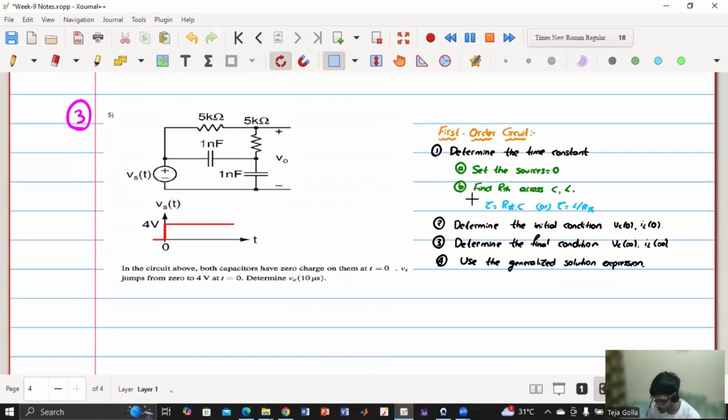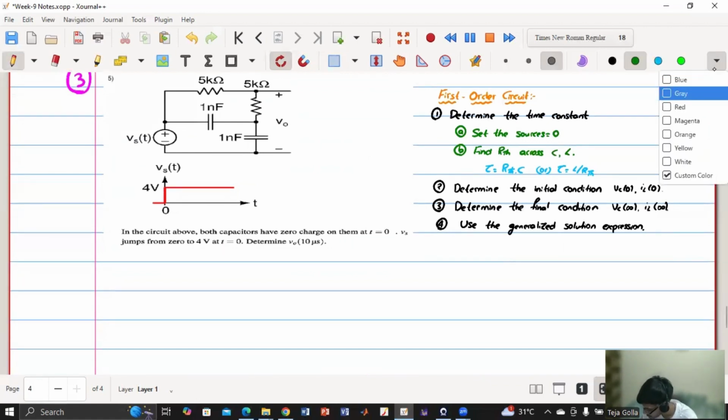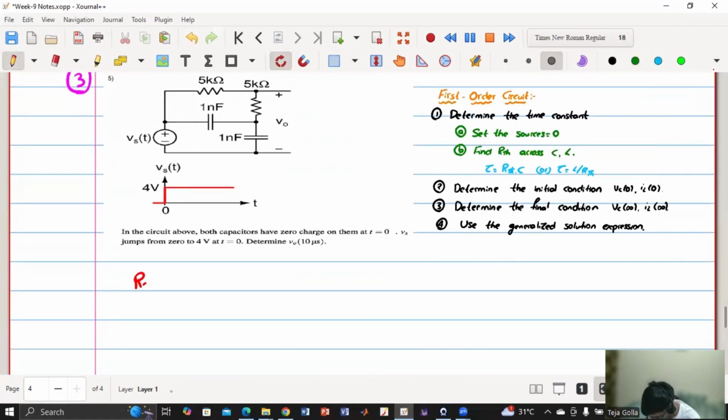So first of all, let us find the time constant before going to the initial condition. So how to find the time constant? R Thevenin. I'll have to set the supply voltage to 0. So two capacitors will be in parallel, and two resistors will be in series. So 5K, 5K, 10K, and 1 nanofarad, 1 nanofarad. Someone is mentioning 2.5 ohm. No, you just check. So the circuit will be something like this.